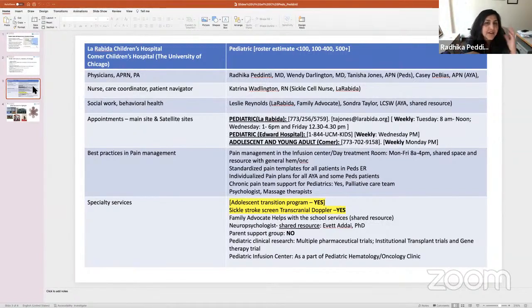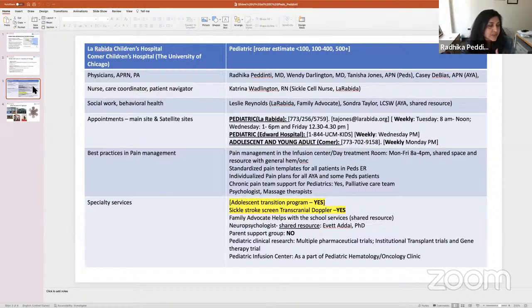But if they need, again, at Edward Hospital, you can even admit patients. They're able to get their transcranial Dopplers and such over there as well. In terms of pain management, again, like I alluded to before, we do have an infusion center or day treatment room, which is a part of our general heme clinic where patients can come in for pain management. And again, we can accommodate about 2 to 3 patients a day. Certain days we can accommodate more. All of our patients have standardized pain templates that are followed in the PEDS-ER. Our adolescent young adult patients have IPPs, individualized pain plans, both for emergency room and for inpatient as well.